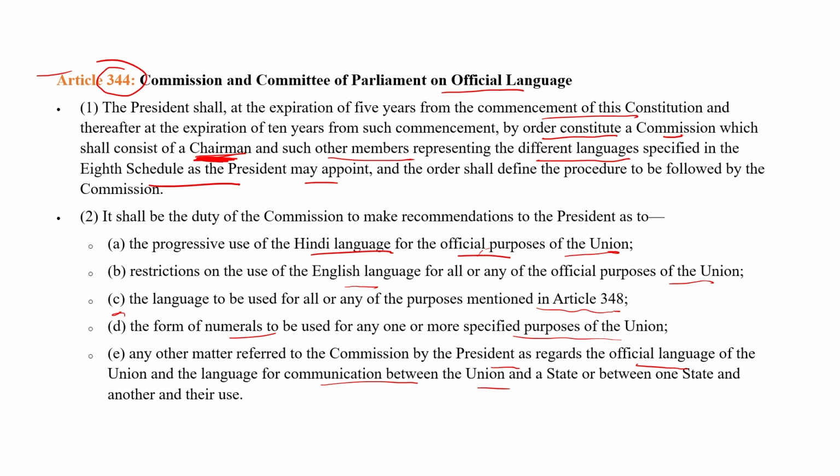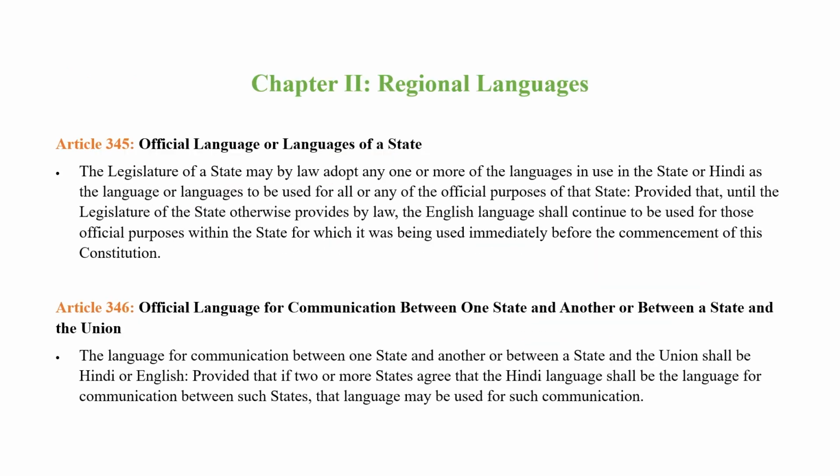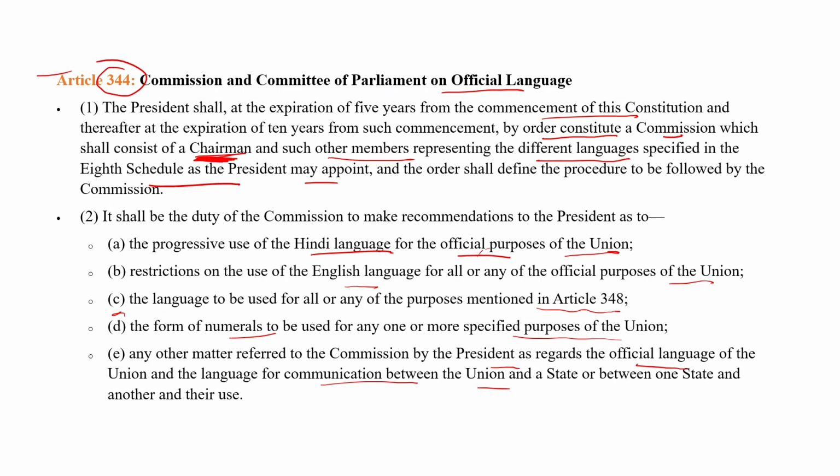It also explains what languages will be used in the Supreme Court and High Court, which is mentioned under Article 348. It also works on the form of numerals to be used, which language will be used as the official language for the Union, and the language for communication between the Union and states as well as between states. Clear? So Article 344 explains the commission and committee and their functions.